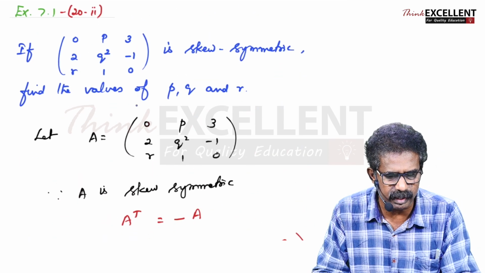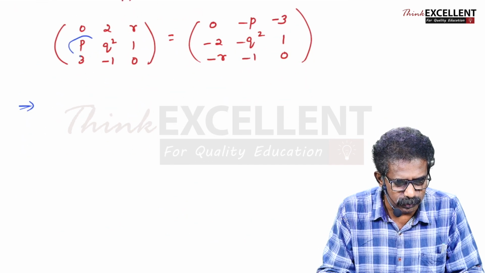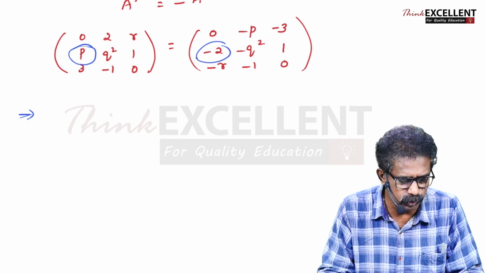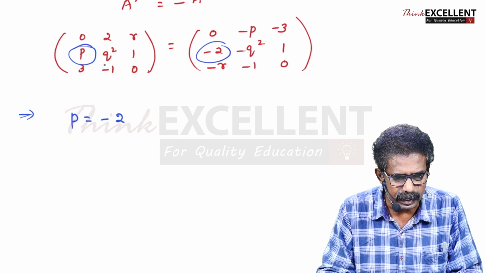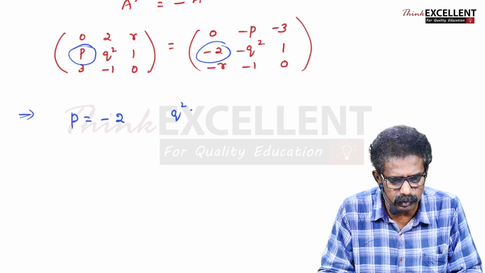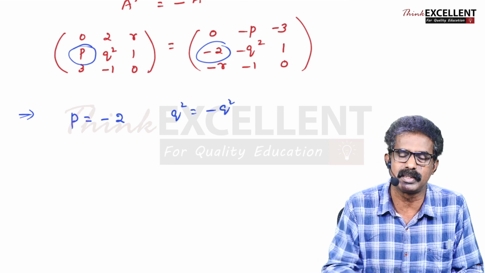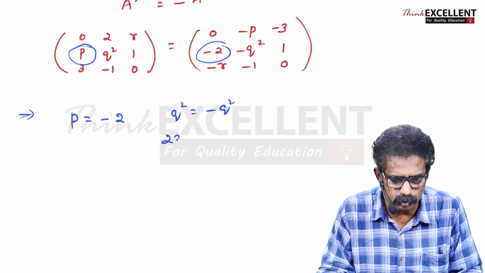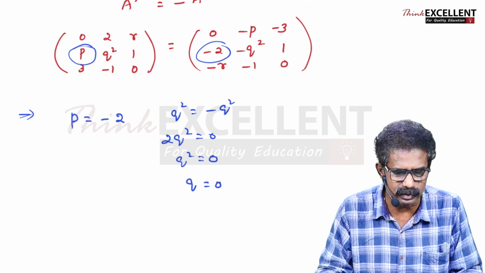See what they asked to find? P, Q and R. See, P value is equal to what? Minus 2. So you are getting P equal to minus 2. Second one, so next one, Q square, right? Q square equal to minus Q square here, corresponding elements. Bring that minus Q square this side. Q square plus Q square, 2Q square equal to 0. Q square equal to 0 by 2, 0. So Q also what? 0.